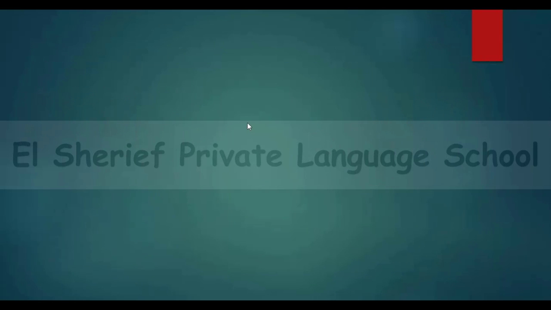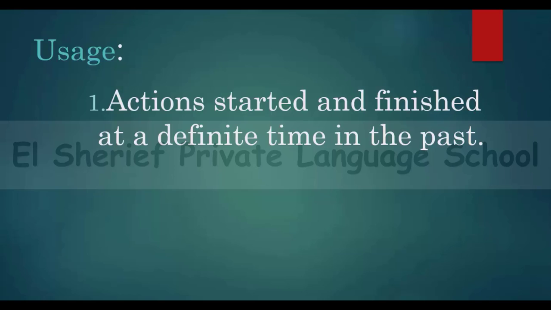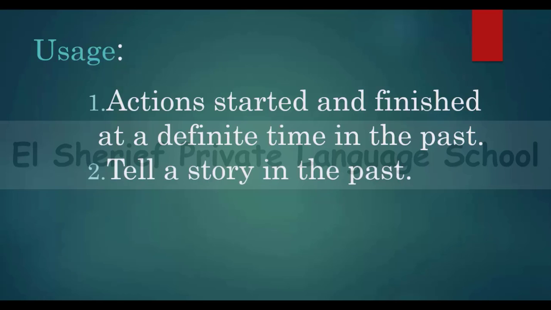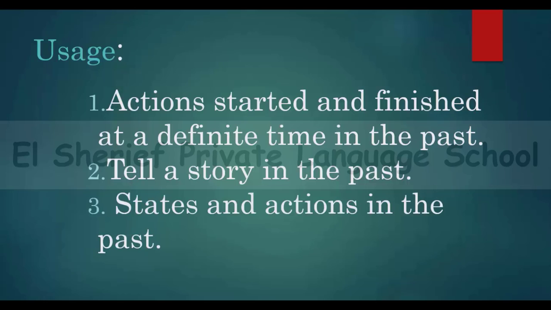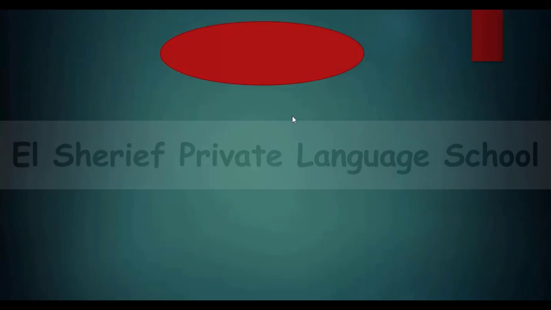Look at the usage of past simple tense. We use past simple tense with actions started and finished at a definite time in the past. Something happened in the past, started and finished in the past. And we use past simple tense when we tell a story in the past, or states and actions in the past. So these are the usages of past simple tense.